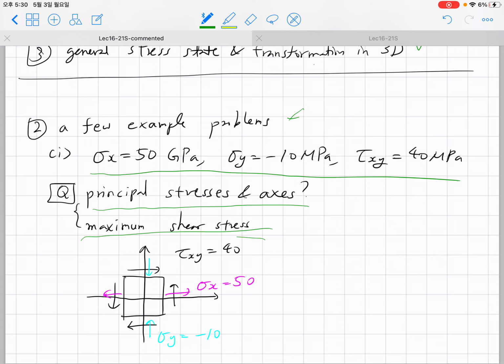Okay, so if I visualize the stress, we have normal stress in tension in the x direction and compressive normal stress in the y direction, and we have 40 MPa shear stress. Given this kind of setting for the original xy coordinate, the problem asks us for a new coordinate system such that we have a purely normal stress state, which is the principal stress state, or the maximum shear stress state.